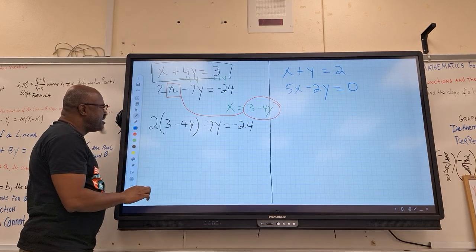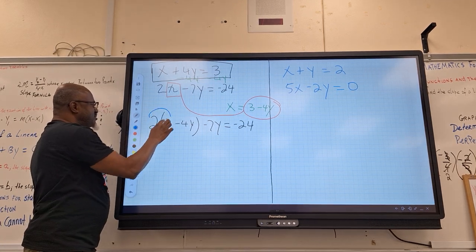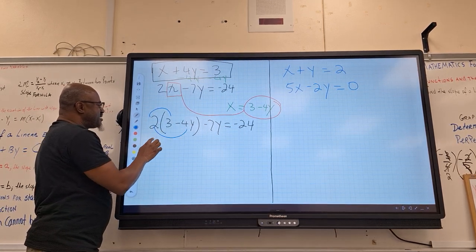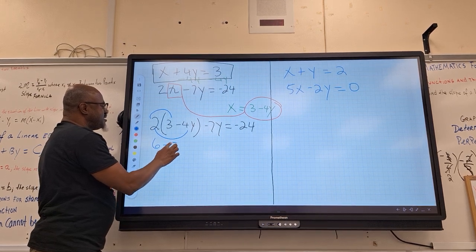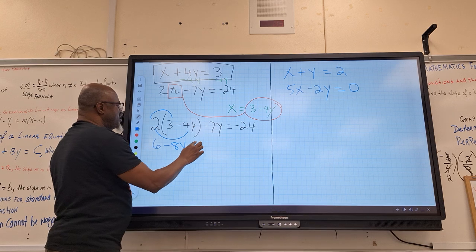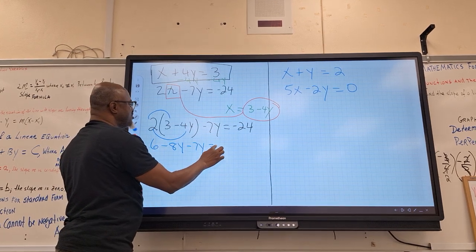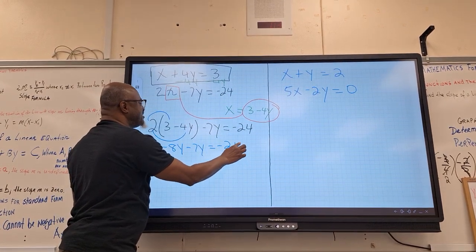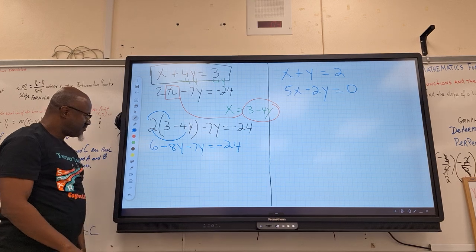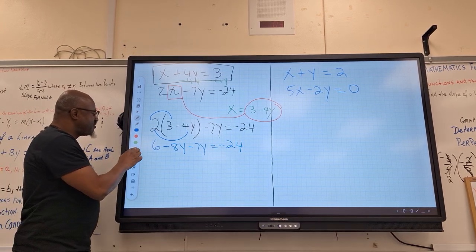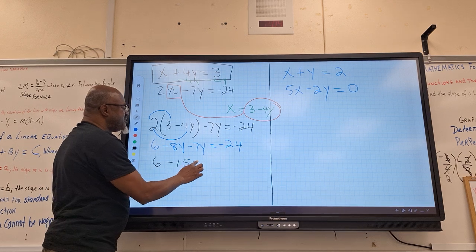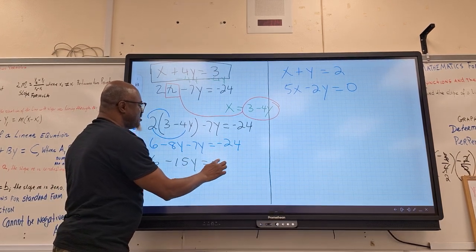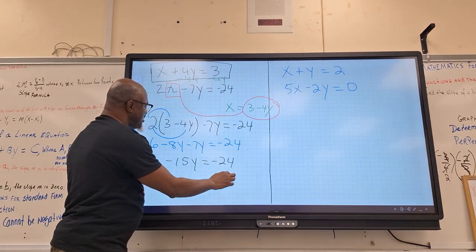And what do we do from there? Multiply something. We do this with the distributive property. We end up with 6 minus 8y minus 7y is equal to negative 24. What is the next step in this solving? We combine like terms, then we'll have 6 minus 15y is equal to negative 24.